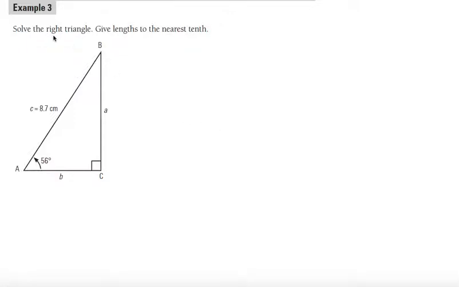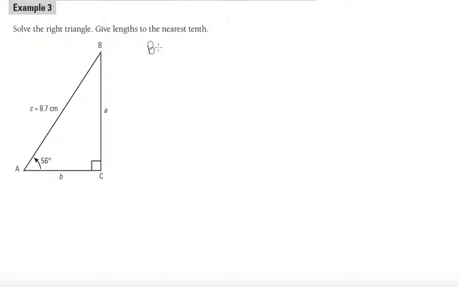Example 3 asks us to solve the right triangle and give lengths to the nearest tenth. Now solve the right triangle. That just means you're going to find the lengths of all the sides and the measures of all the angles. So let's start with angles, because in this case that'll be easier.